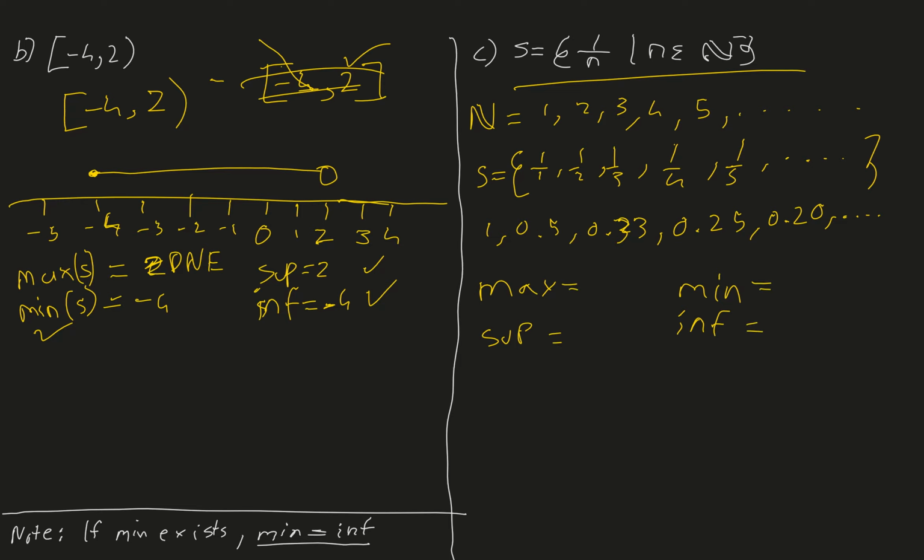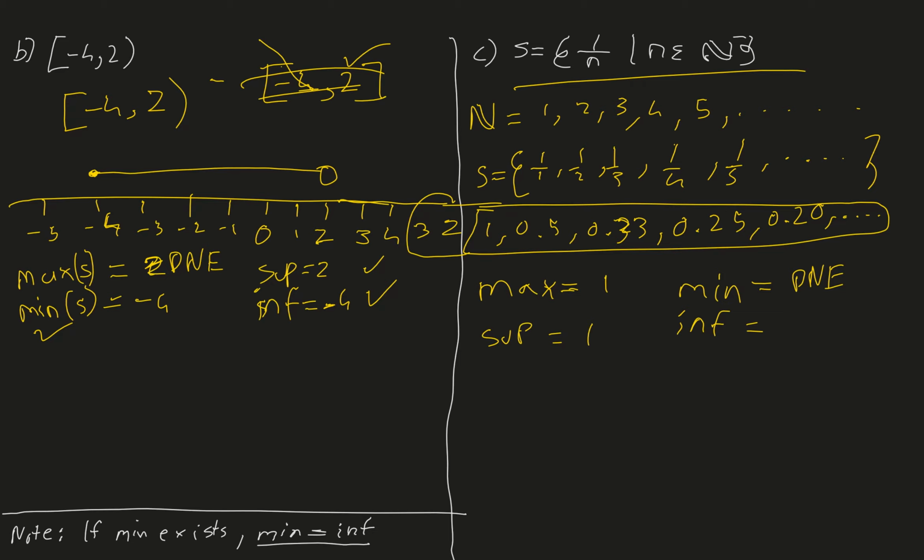So the maximum is the upper bound which is in the set. The upper bound for this set is 1, and 1 is in the set, therefore the maximum is 1. And the supremum is also 1 because it's the lowest upper bound. In this case, 2 is an upper bound, 3 is an upper bound, but 1 is certainly the lowest upper bound. And in this case, minimum does not exist, and the infimum is 0.